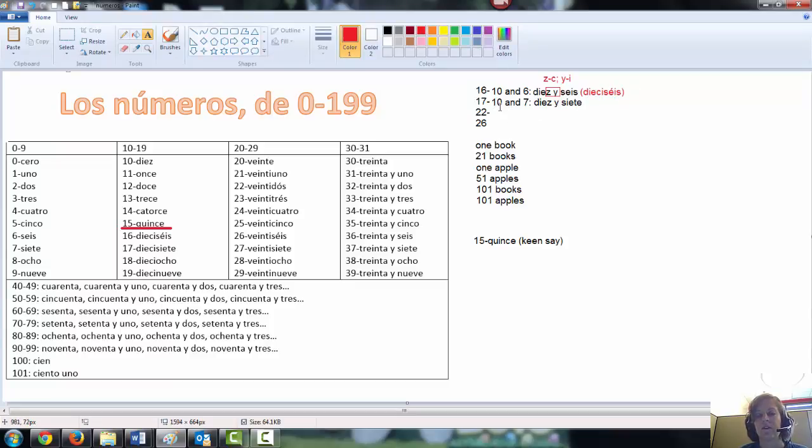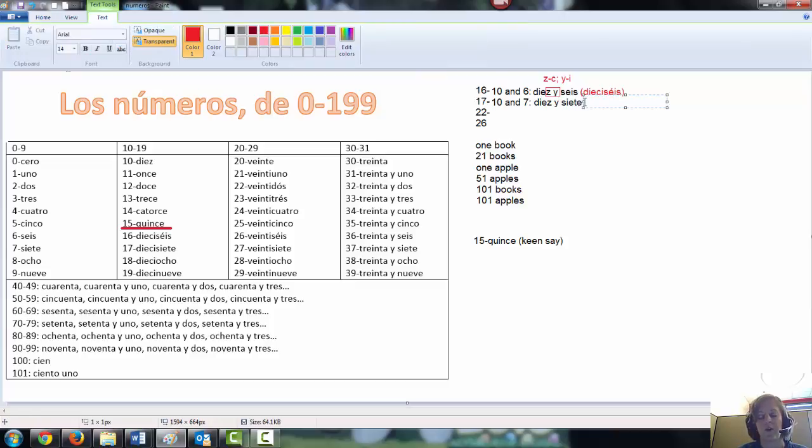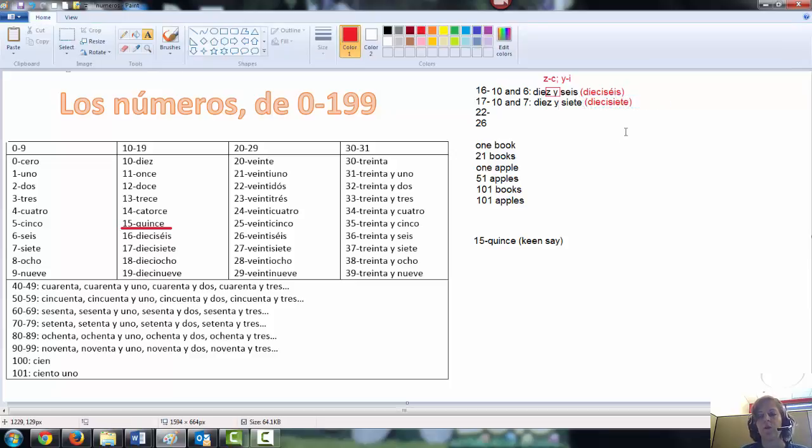So 17 can be written as diez y siete, or a more preferred way to do it is to write it all together. So I start out with diez. I would change my Z to a C, my Y to an I, and then I write siete: diecisiete. You will notice that there's an accent mark over the E in dieciséis.